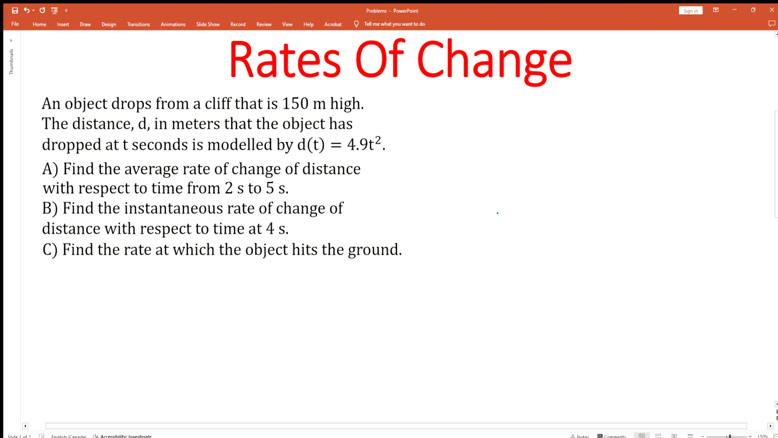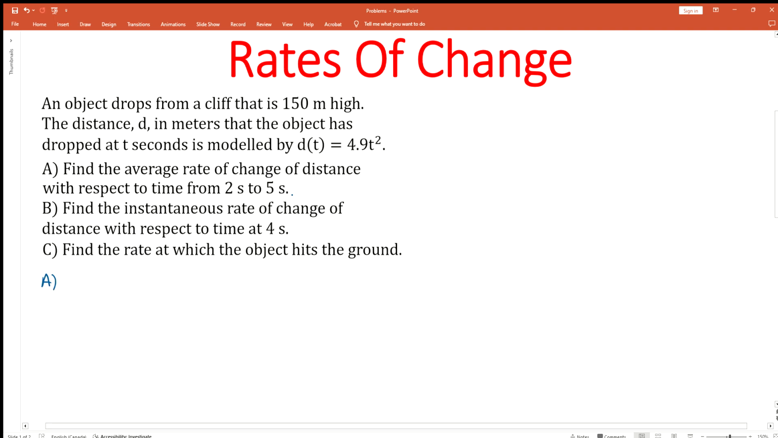In this video, we'll solve this problem using the concepts of average rate of change and instantaneous rate of change. As per the problem, an object drops from a cliff that is 150 meters high. The distance d in meters that the object has dropped at t seconds is modeled by d(t) = 4.9t². In part A, we have to find the average rate of change of distance with respect to time from 2 seconds to 5 seconds. Let's start with part A.